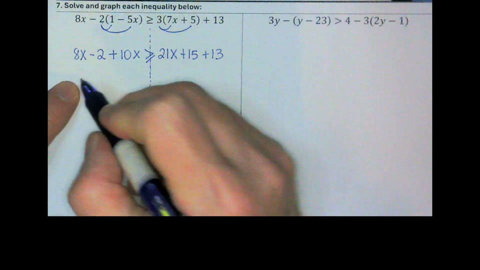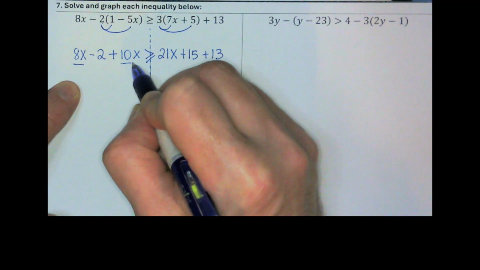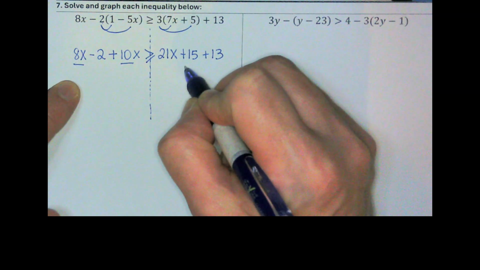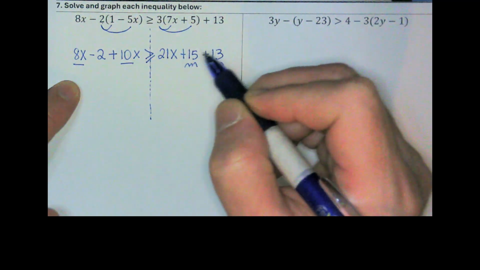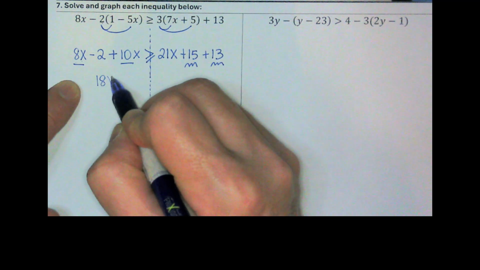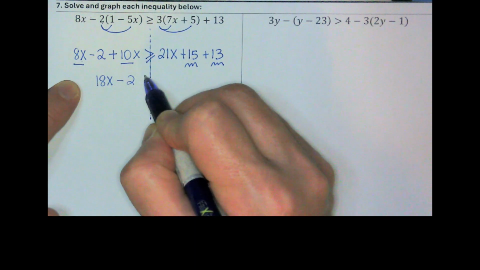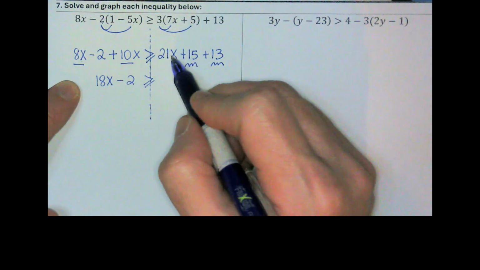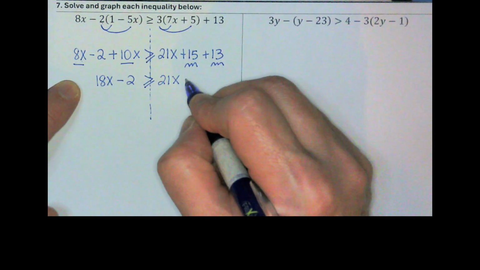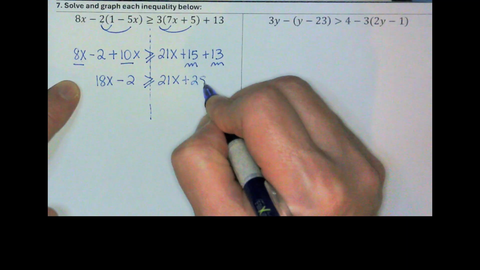Very good. Now we're going to combine like terms. So on this side I can combine 8 and 10. And on this side I can combine 15 and 13. So 8 plus 10 is 18x. We bring down the negative 2. Greater than or equal to 21x. We bring it down. And 15 plus 13 is positive 28.